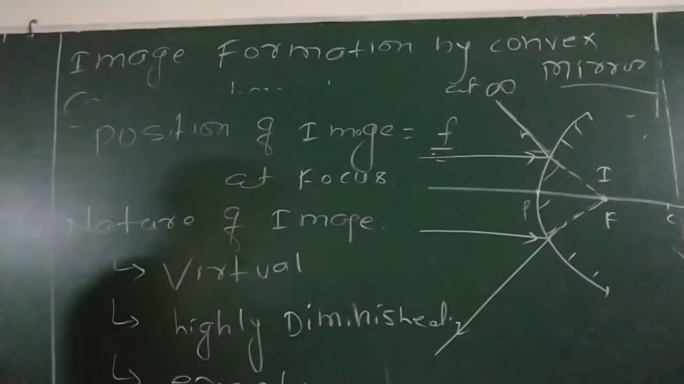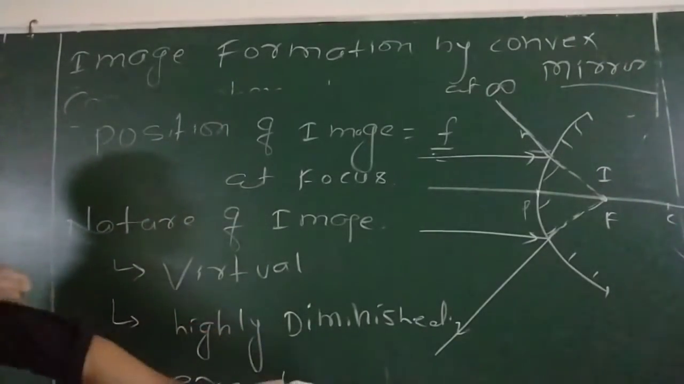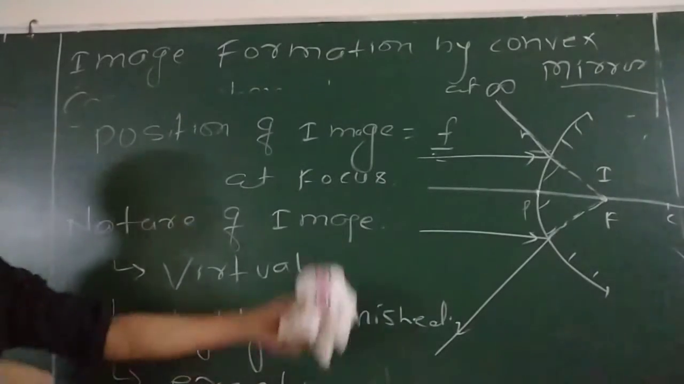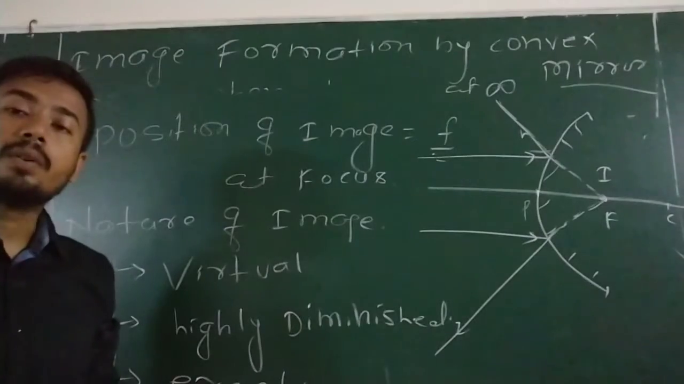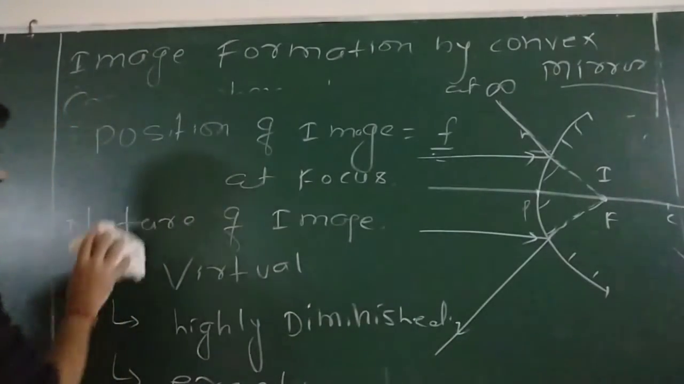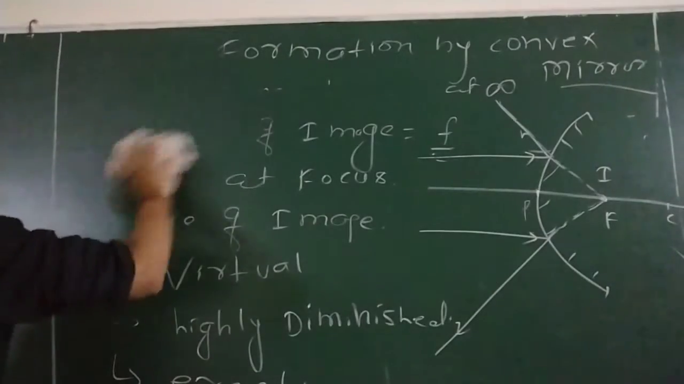Done, buddy? Now the second and last case, when object is between infinity and pole, or simply you can say in front of convex mirror. So can I write, my dears? Okay, thank you.